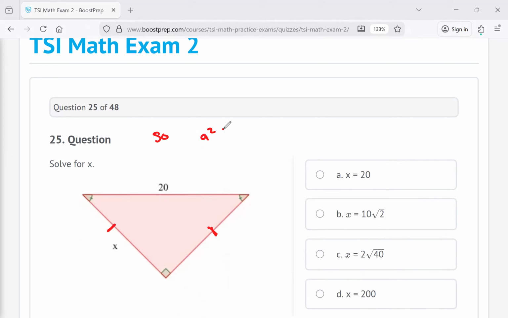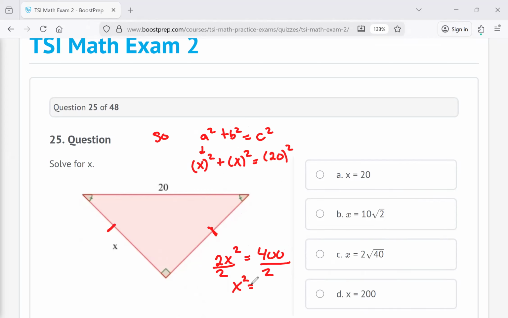So we can say a squared plus b squared equals c squared. One of my legs is x, so I'm going to square that. My other leg is x as well, so I square that. And my hypotenuse is 20 squared. So x squared plus x squared is 2x squared equals 20 squared, which is 400. Divide by 2, and we get x squared equals 200. Then take the square root, and you get x equals the square root of 200.